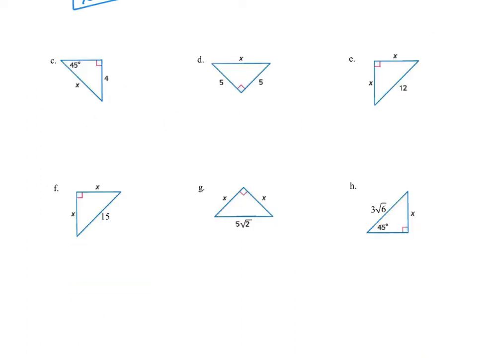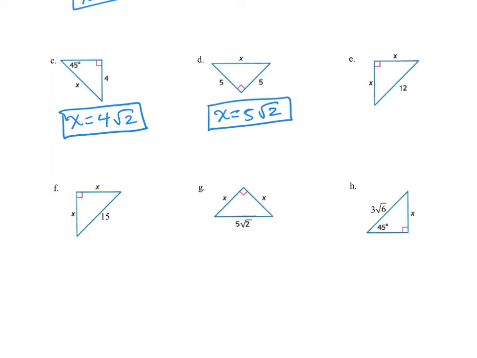Okay, here we again have a 45-degree angle and a 90-degree angle, so this angle has to be 45. So it's a 45, 45, 90 right triangle where we're being asked to find the hypotenuse x. So to find that hypotenuse x, we just need to take one of the legs, which is 4, and multiply it by the square root of 2. Okay, same thing in letter D. To find x, just take one of the legs of 5 and multiply it by the square root of 2. So the hypotenuse measures 5 times the square root of 2.